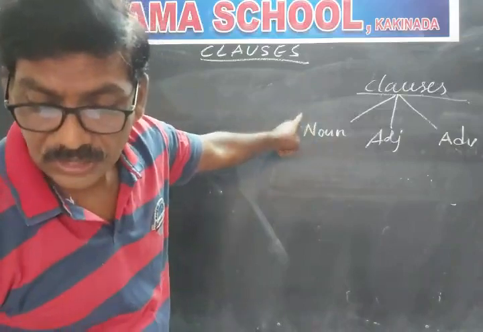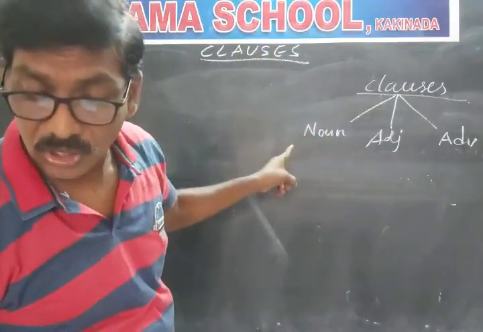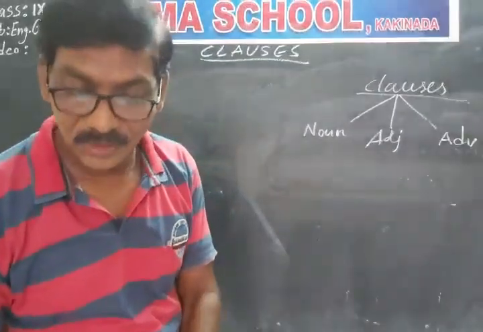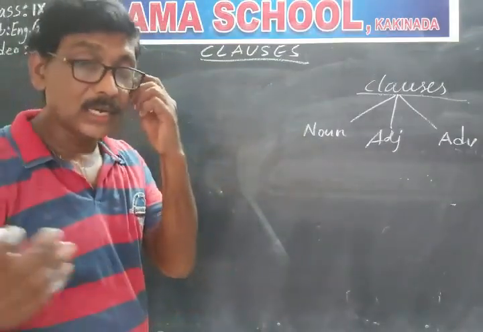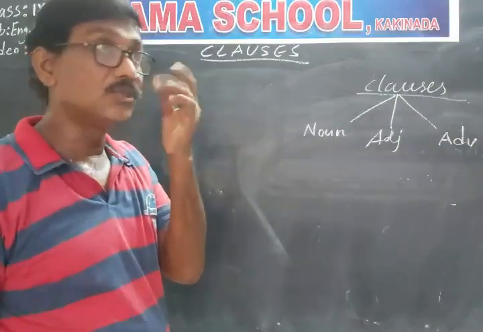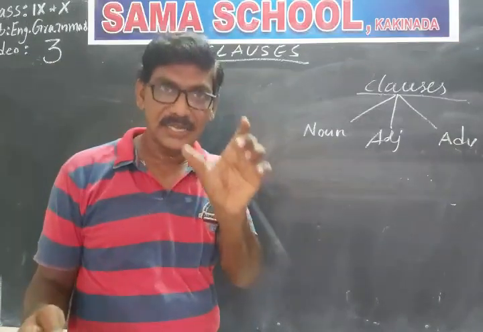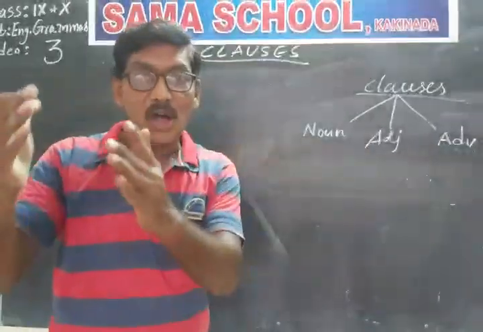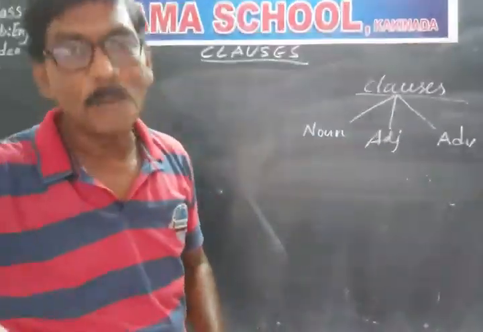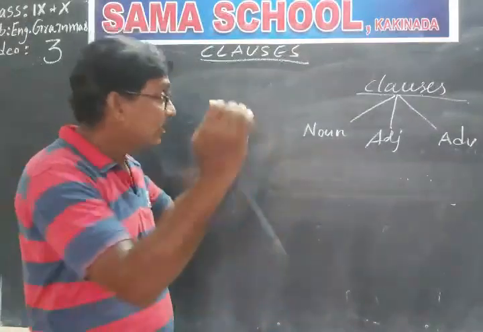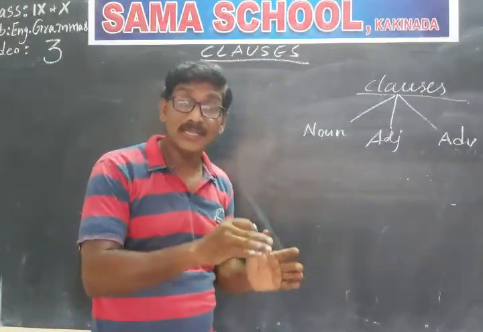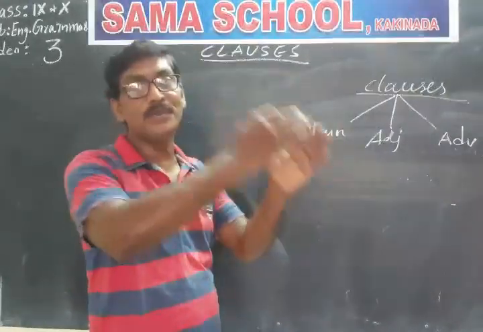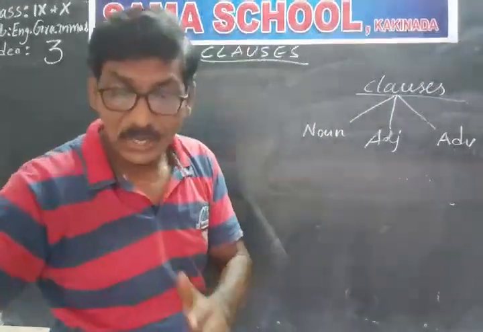What is a noun clause? A noun clause is a clause that plays the role of a noun in the sentence. Like other nouns, a noun is a name word. It can be a subject, an object, or a complement. Like that, a group of words can also play the role of a noun here, maybe a subject, an object, or a complement.